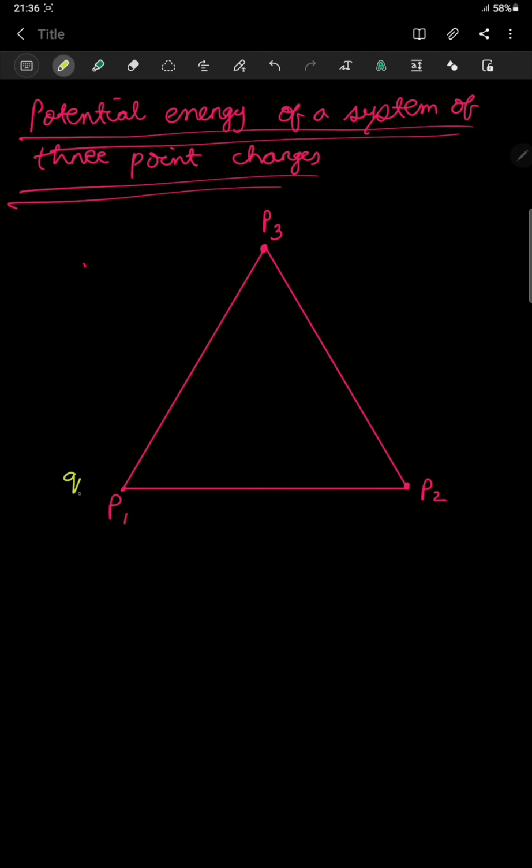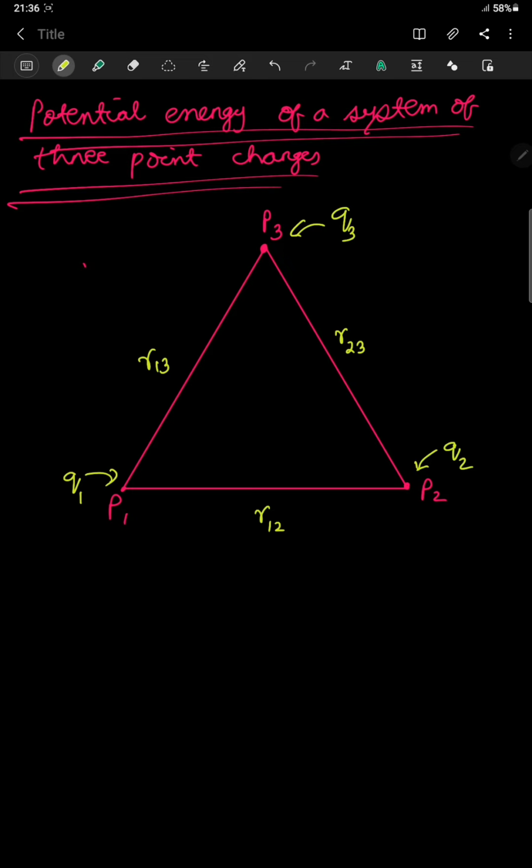I will bring Q1, place it at P1. I will bring Q2, place it at P2. I will bring Q3 and place it at P3. Okay, now what are the distances here? This one is R13, this distance is R23, this distance is R12.